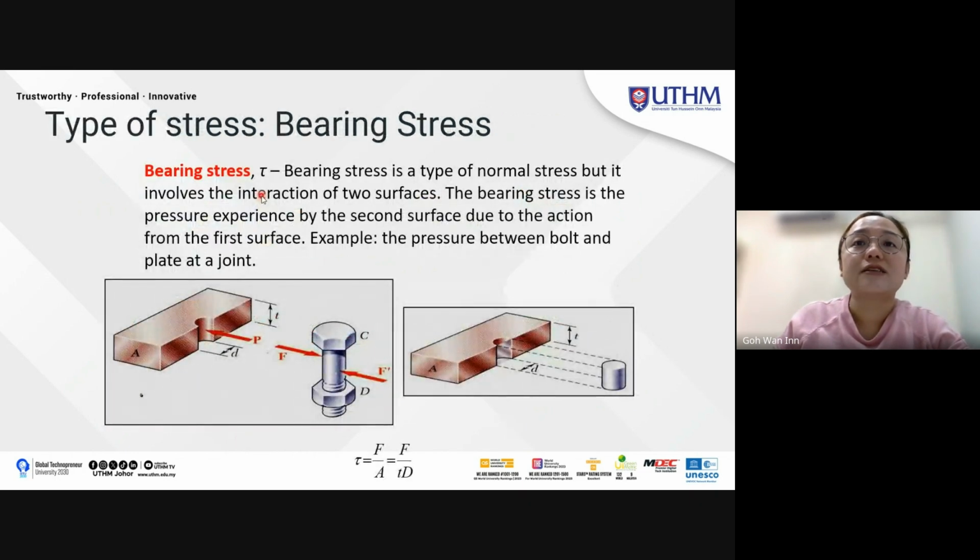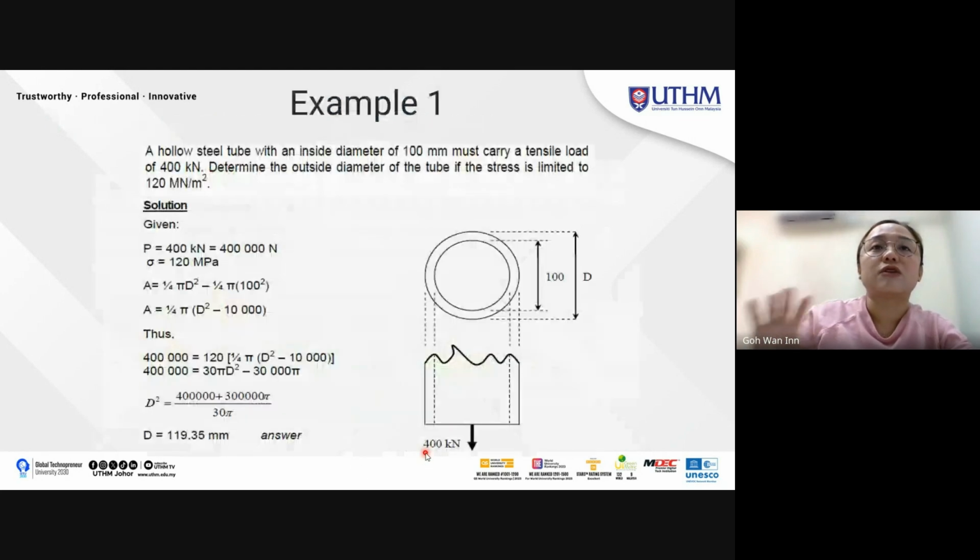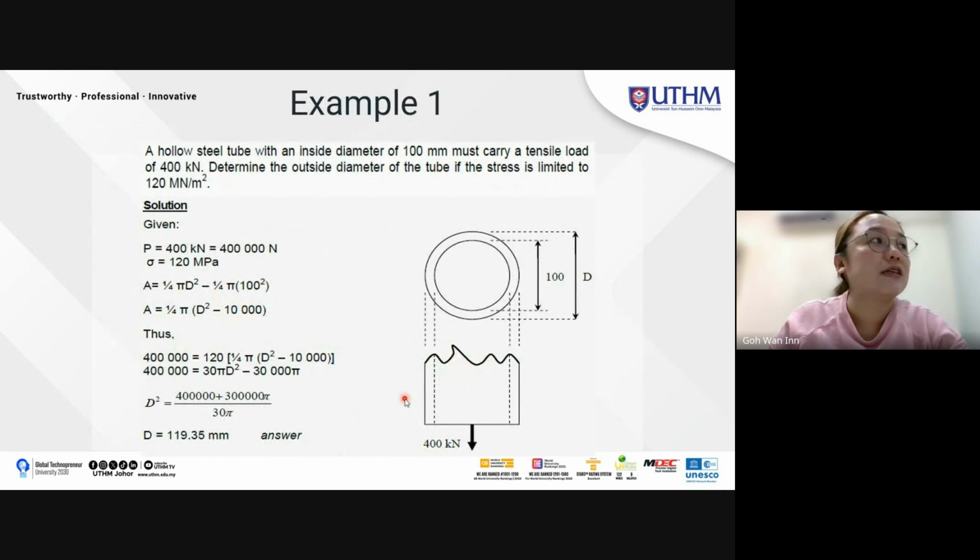So bearing stress. Bearing stress is a type of normal stress, but it involves the interaction of two surfaces. The bearing stress is the pressure experienced by the second surface due to the action from the first surface. Example, the pressure between the bolt nut and the plate joint. The force is applied, and this is the place where it has forces. So these are the formulas. If you go to an example, it will be easier to understand.